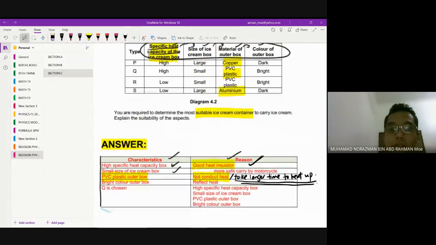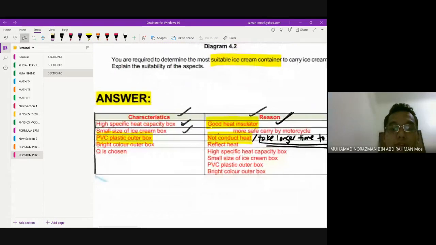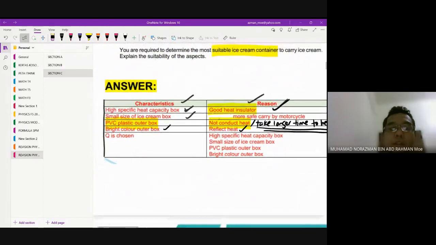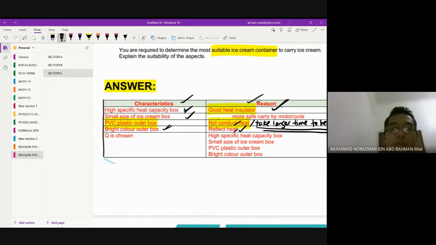Okay, color of the outer box. So we use bright color to reflect heat. Also you can say does not absorb heat. Also can be acceptable. So we have 1, 2, 3, 4, 5, 6, 7, 8 marks. So another 2.